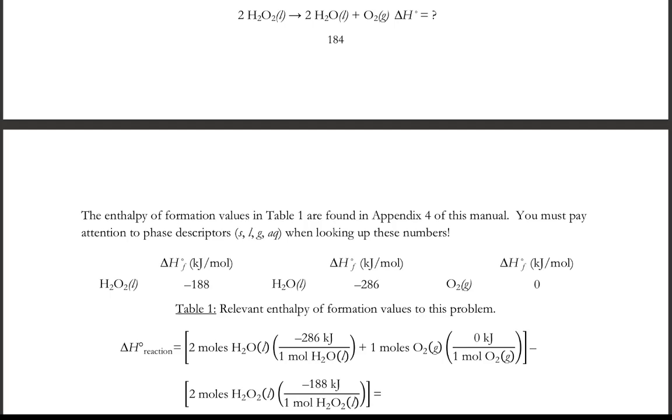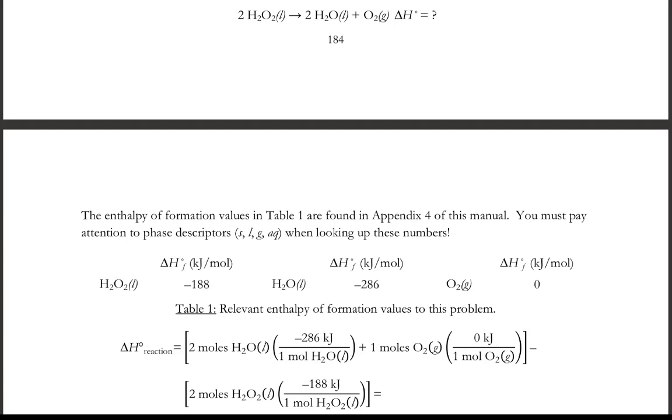So we have 2 for the 2 moles of water times its value, negative 286 kilojoules per mole, and then plus 1, because of the stoichiometric coefficient 1 for O2, times its value, which is 0. So that's all the products. So we close our brackets there. And then we're subtracting that of the reactants.